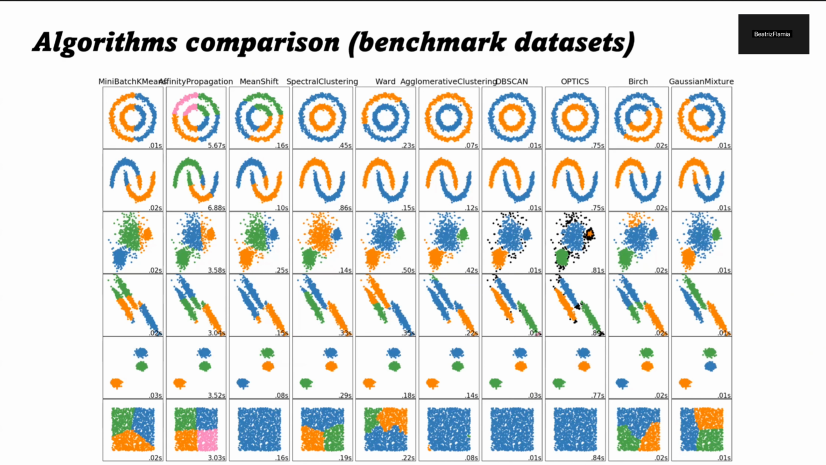And sometimes it's k-means, sometimes it's DBSCAN, sometimes it's a tree.